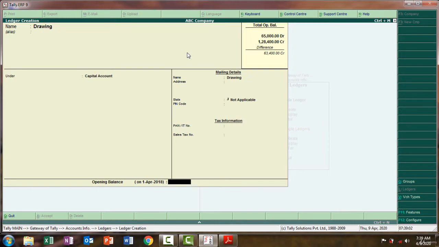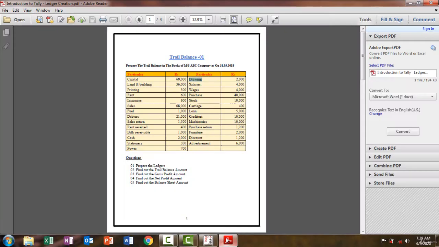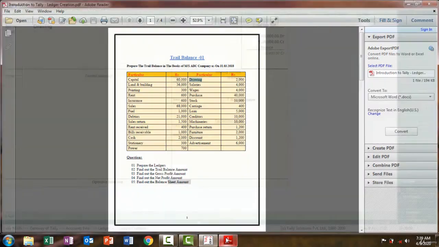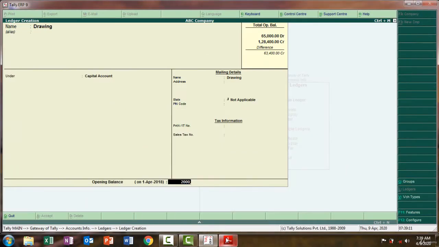So the amount is 2000. I'm going to put 2000. A capital account is always credit, but it should be deducted, so I'm going to type debit. Debit, right? If you press D, it will accept debit, and then okay, yes, enter key.